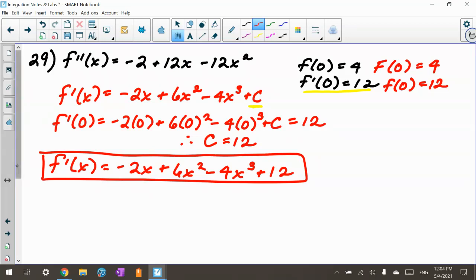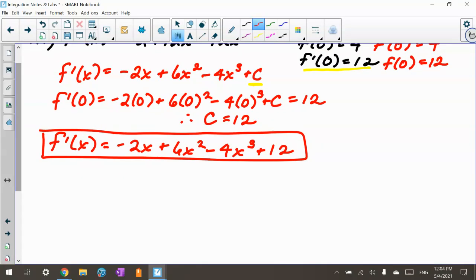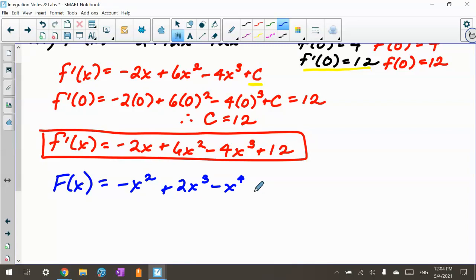Now they want us to go back and find capital F of x, if you will. So we're going to do the antiderivative again. So I'm going to do capital F of x, or f of x, if you will. And when I do this one, I'm going to get negative x squared, okay, plus 2x cubed, all right, minus x to the fourth plus 12x, and now I have another plus c. Okay, so I found capital F of x.